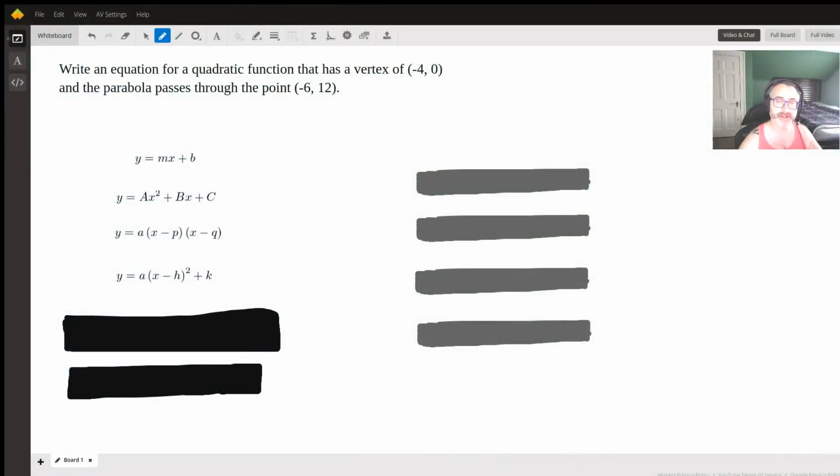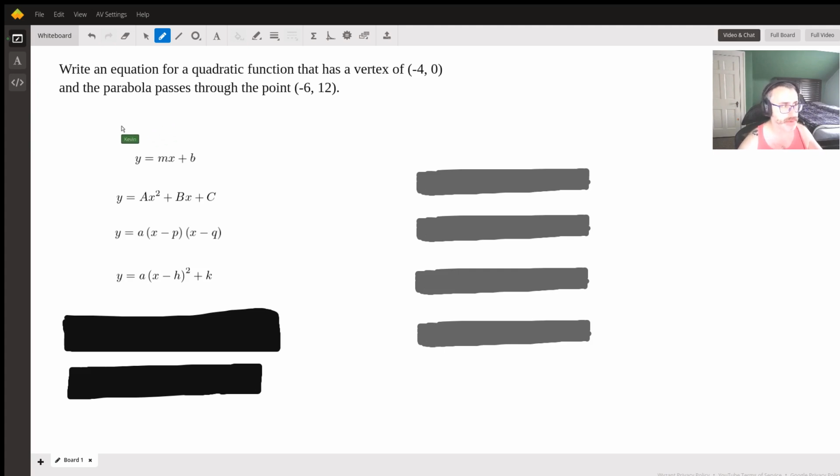This problem is testing your understanding of quadratic forms. Let's take a look. Write an equation for a quadratic function that has a vertex of -4, 0, and the parabola passes through the point -6, 12. So we're looking for an equation of a quadratic function.